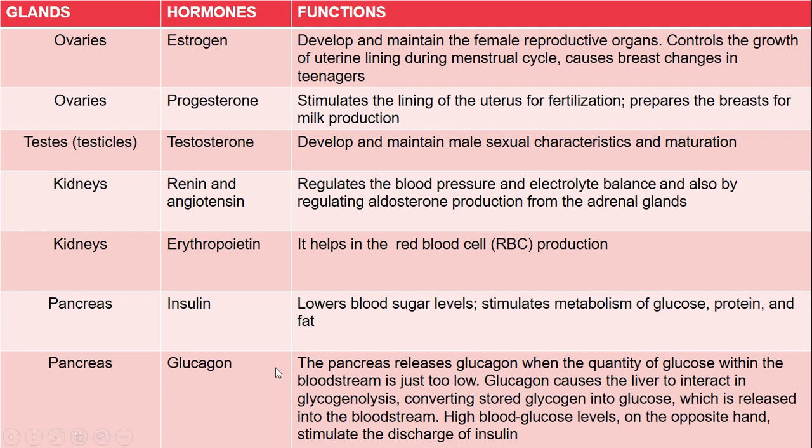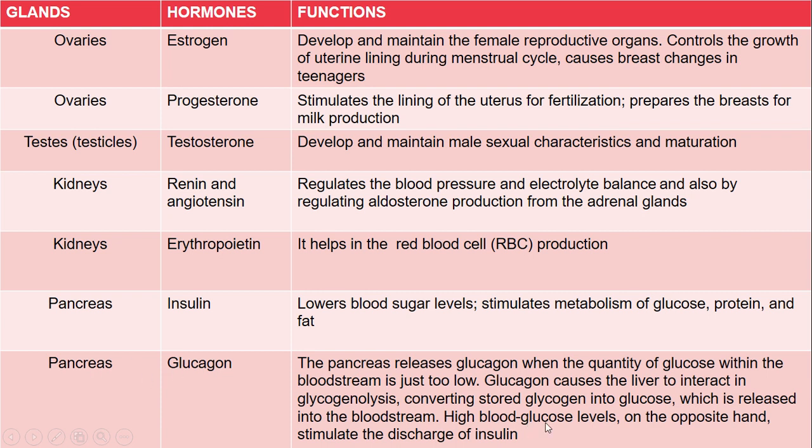The pancreas will produce glucagon in the bloodstream, and the glucagon causes the liver to undergo glycogenolysis. Lysis means breakdown, so glycogen is broken into glucose. Glycogenolysis converts stored glycogen into glucose. The liver is the one which stores glucose in the form of glycogen, so glycogen is changed to glucose, which is released into the bloodstream. This is mainly triggered by the pancreas.